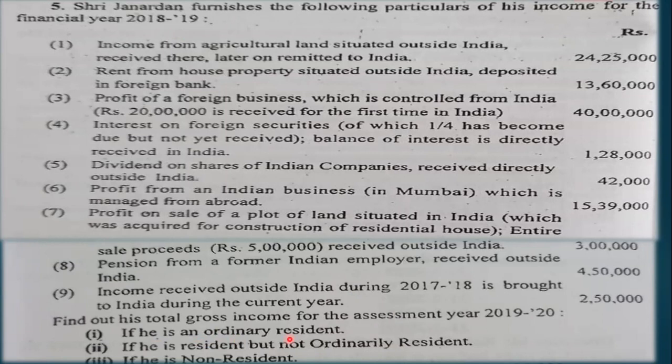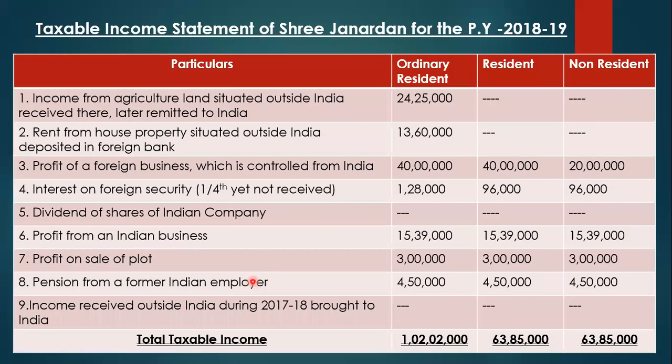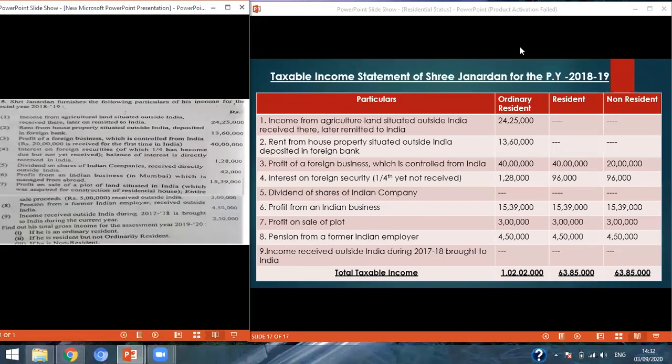First, if he is an ordinary resident, if he is a resident but not ordinary resident, and if he is a non-resident. We have to make the table. Taxable income statement of Mr. Janardhan for the previous year 2018-19. We have to make a table of 4 columns: particulars, ordinary resident, resident but not ordinary, and non-resident. Then from the amounts we will calculate which income is taxable and which is non-taxable. So let's start the sum.